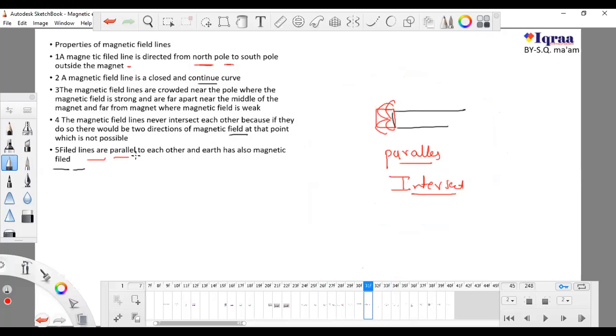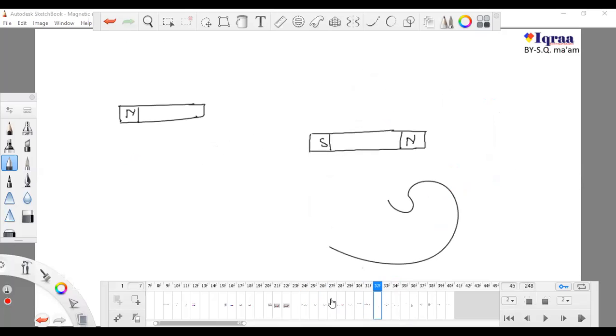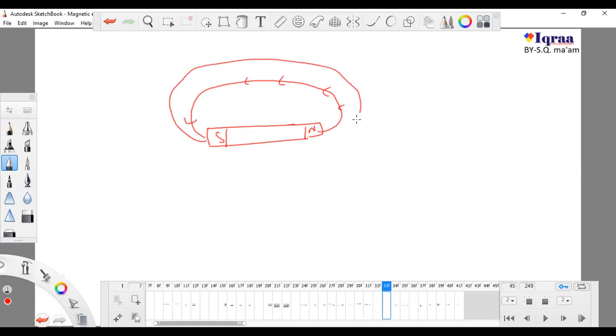So we studied five properties of magnetic field lines. I'm just revising this for you, just for you, Fazan, that these are magnetic field lines and how they work. This is the south pole, this is the north pole. We studied the direction very well. You can draw thousands of magnetic field lines, there is no problem.